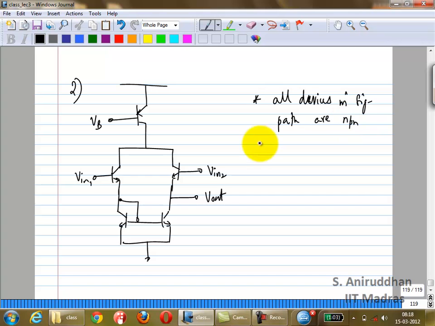But there is one fundamental problem. Actually there are two of them. One is gain. Gain is obviously very low. The minute you go to a source follower kind of configuration, gain is very low. What else? How about the input common mode range?